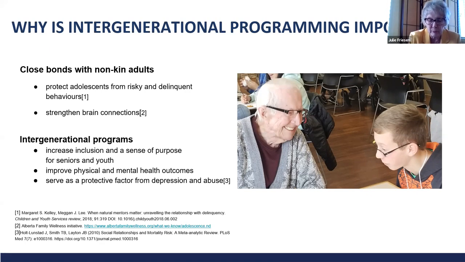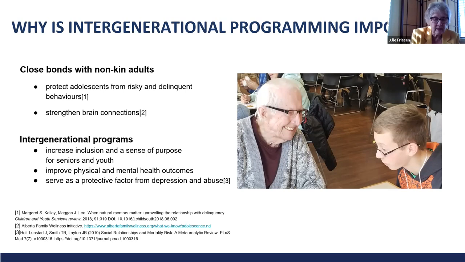Again, this is based on research, and you will see in very tiny print on the bottom, on your PowerPoint slide, that this is all referenced, so you can look up the actual research in greater depth for yourself. But it's important in terms of close bonds with non-kin adults. Believe it or not, it can protect adolescents from risky and delinquent behaviors. It doesn't say prevent, but it can protect. And it can also strengthen those brain connections that are referenced in the previous slide.